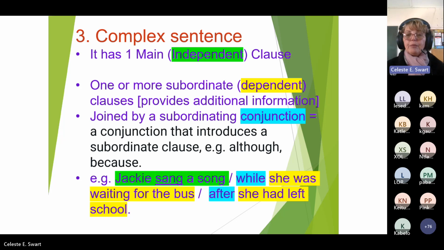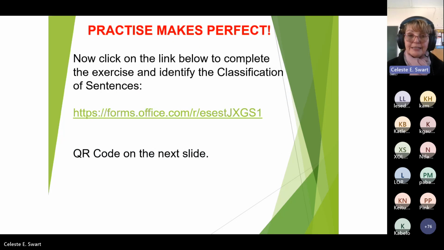Now, remember what I always say to you is practice makes perfect. So this very simple lesson showing us the difference between simple sentences, complex sentences, and compound sentences is going to help you to complete the quiz. And we only have 10 questions to complete today. So we're going to make sure that practice makes perfect. You're going to click on the link below to complete the exercise. You're going to identify the classification of sentences. You're going to tell me whether it's simple, compound, or complex.